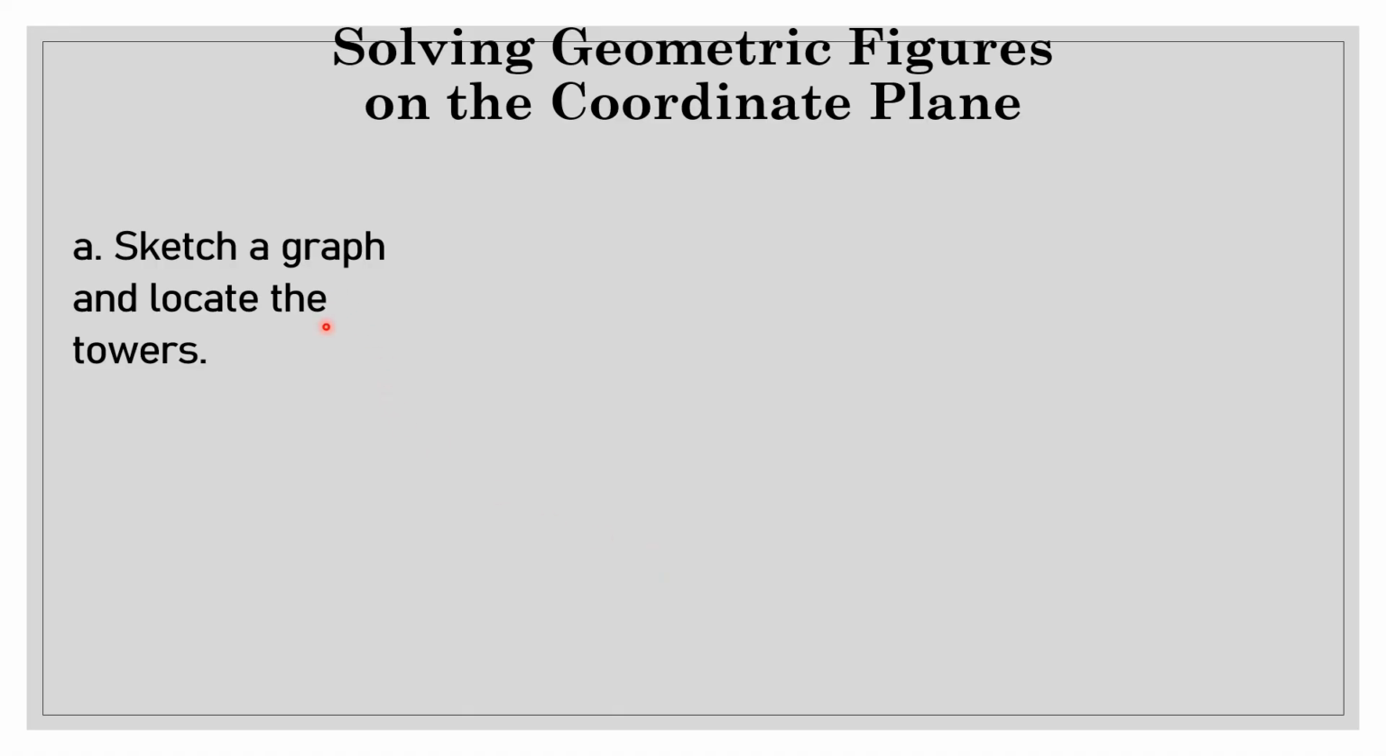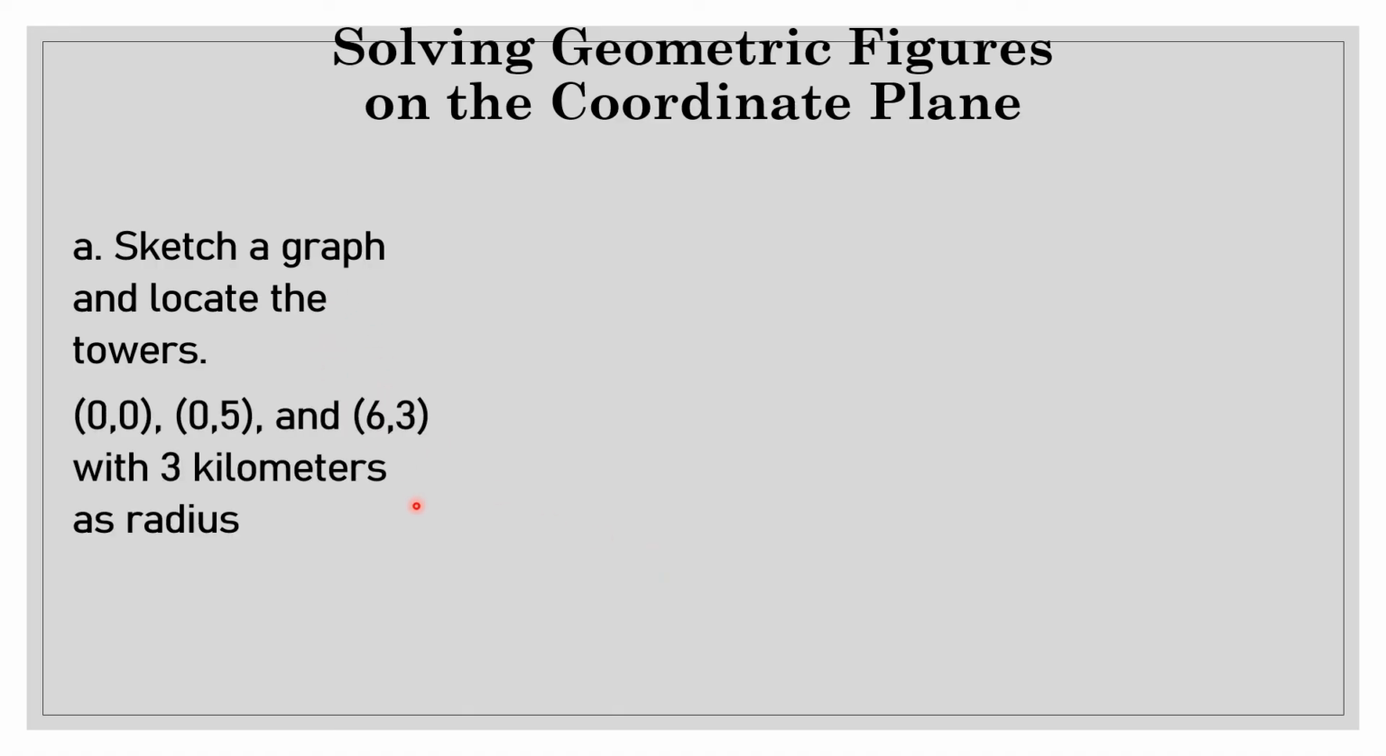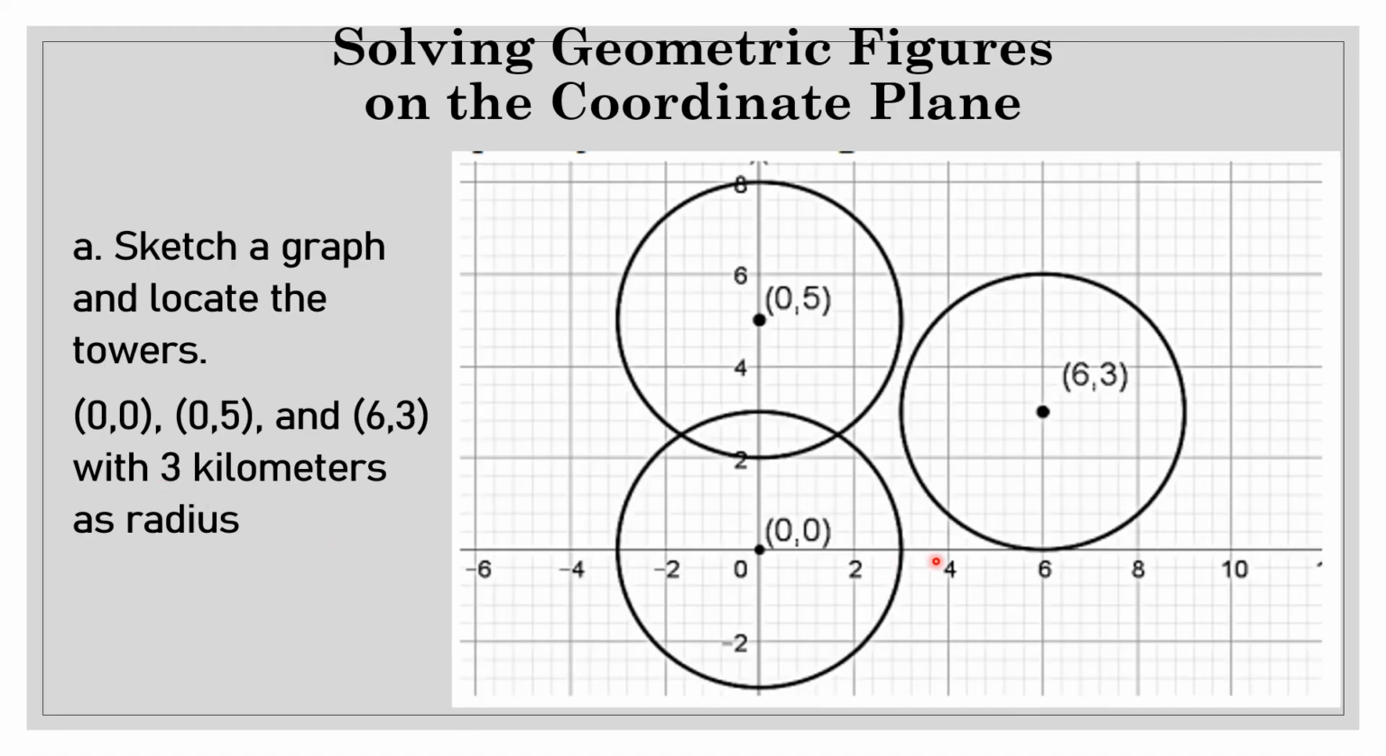So, yung solution natin, we need to sketch the graph. We need to locate the towers with the centers at (0, 0), (0, 5), and (6, 3) with 3 kilometers as radius. So, tatlong circles yung ating ipa-plot. Given, ito yung mga centers nila. Tapos, ang radius nila are all 3 kilometers. So, pag plinat mo, ganito itsura ng ating mga circles.